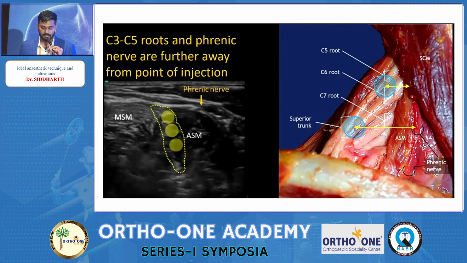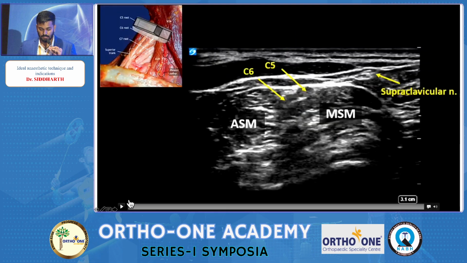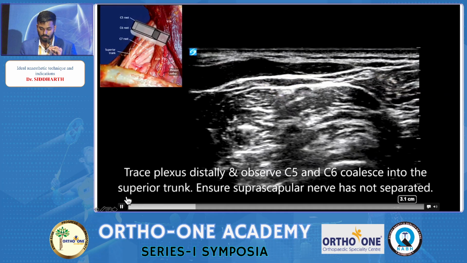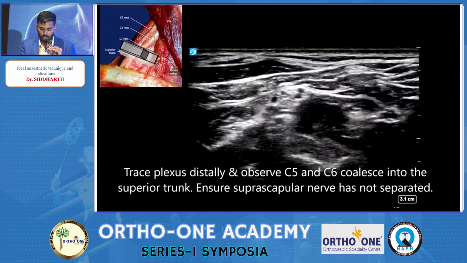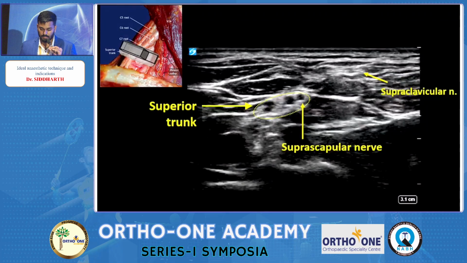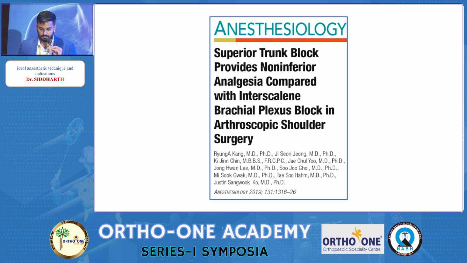So this is the classical traffic light signal sign which you see in an interscalene block, between the two interscalene muscles, and the phrenic nerve is in close proximity to it. In this slide, you can actually see how we trace it. From the level of the interscalene, we move the probe down and see the C5 and C6 forming the upper trunk. And you can see the suprascapular nerve taking off from the lateral aspect. This is the region where you need to put the block.